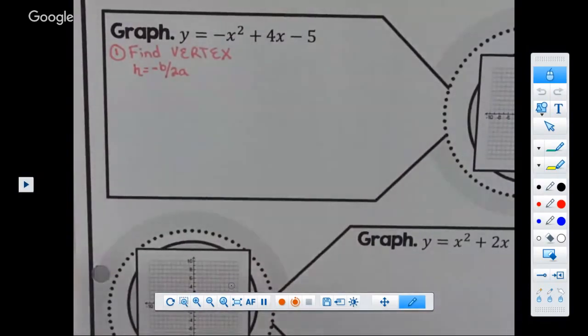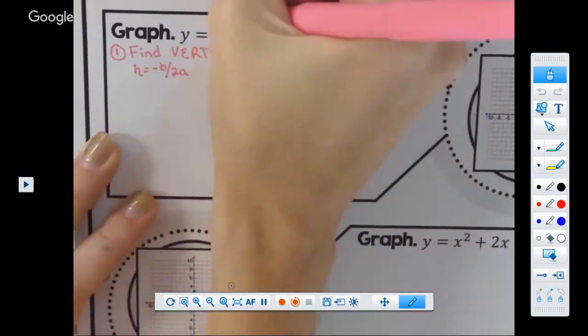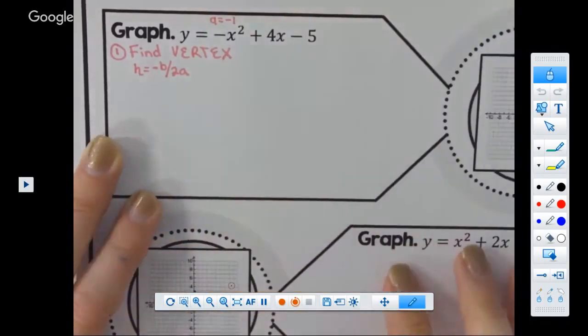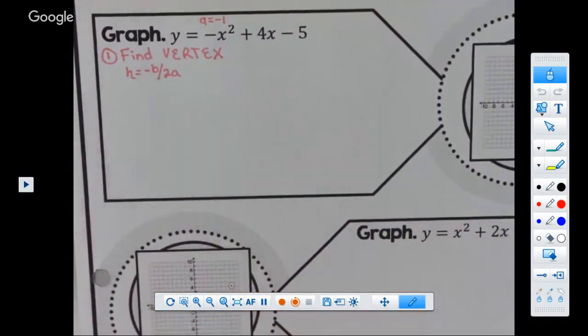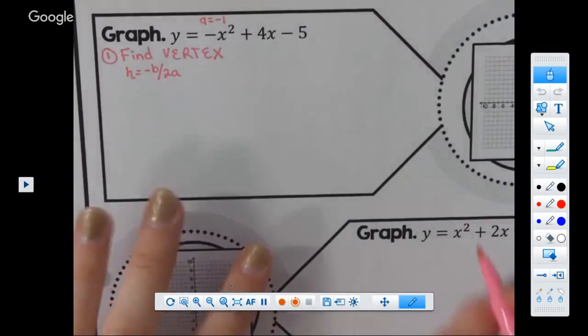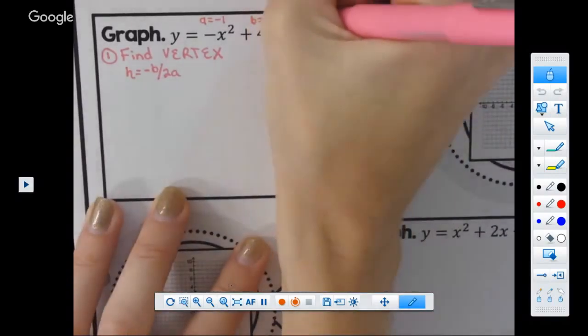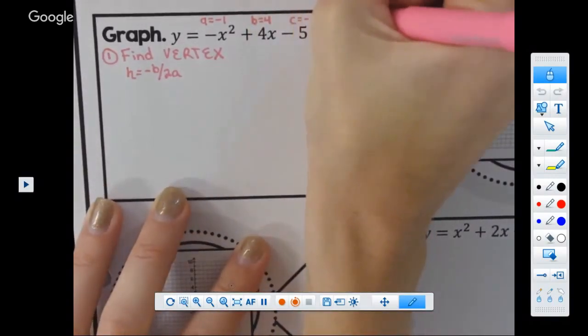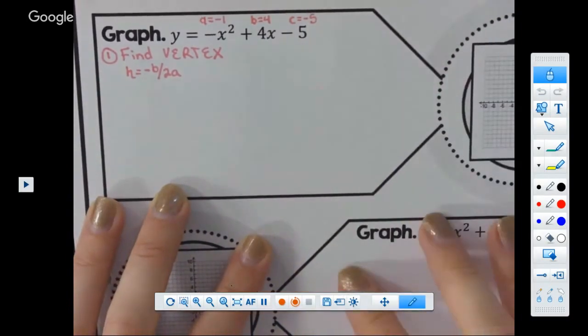Negative B over 2A. So before we plug in the formula, we've got to decide what is A, what is B, what is C. Do y'all remember that? A was always with what? X squared. So I'm going to say, okay, A is negative 1, right? You can't see that one, but there's a negative, so we've got A is negative 1. B is 4, and C is negative 5.